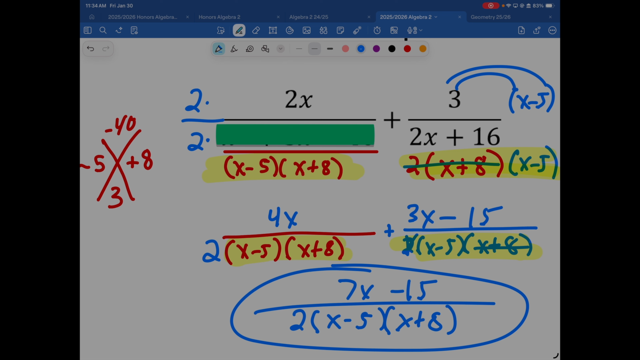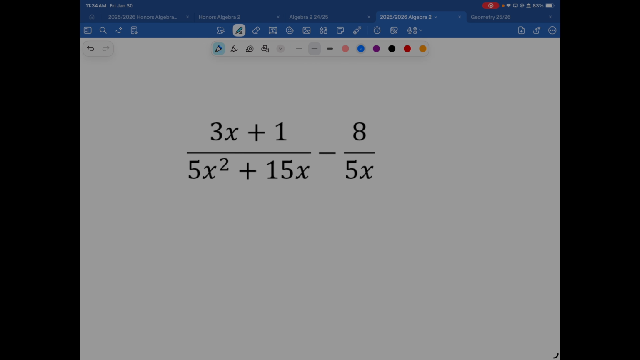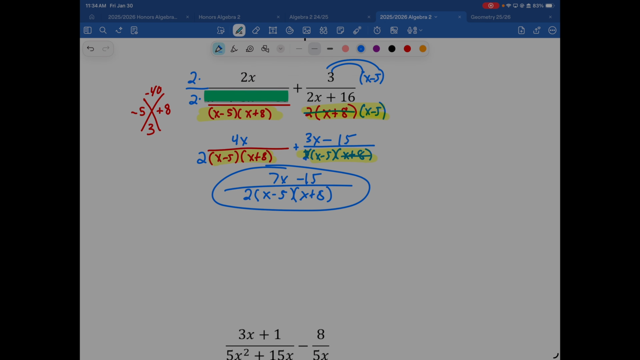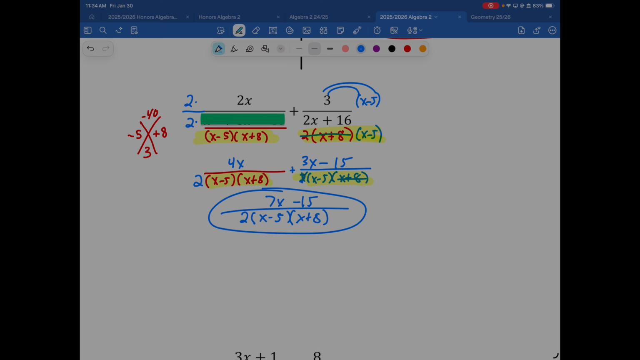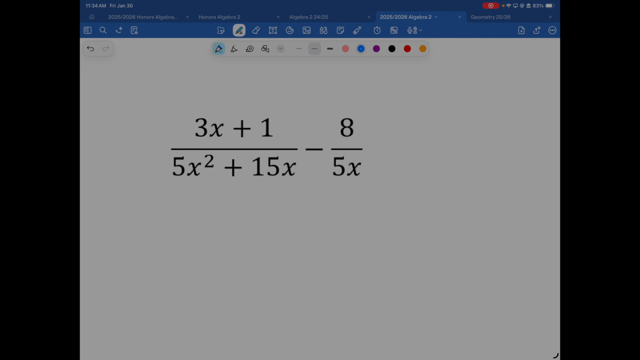Okay. Factor first, factor first. Always factor first. Any questions with that one? Everybody have enough time to write it down? All right, so for the next one.